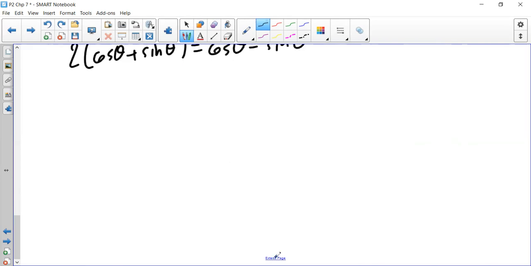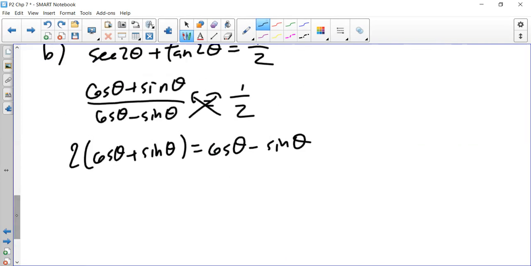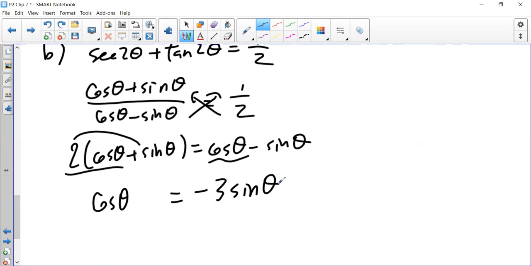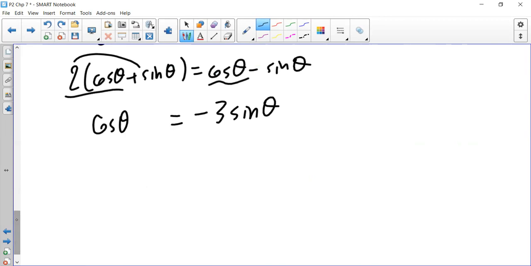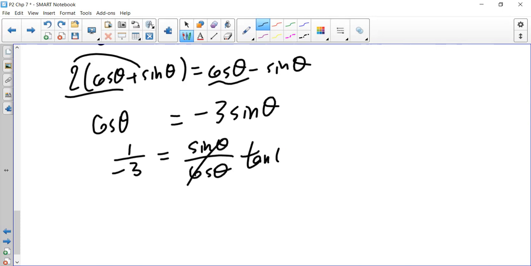Rearrange it so the cos theta is on one side and sine theta on the other. So 2 cos theta, I'll move this cos to the left-hand side. It becomes 2 cos theta minus cos theta is cos theta. 2 sine theta to the right-hand side becomes negative 3 sine theta. I'll then divide by cos theta over on the right-hand side, and by minus 3 on the left-hand side. So 1 over negative third equals sine theta over cos theta. We know that becomes tan theta. So theta equals arctan, inverse tan of minus a third.